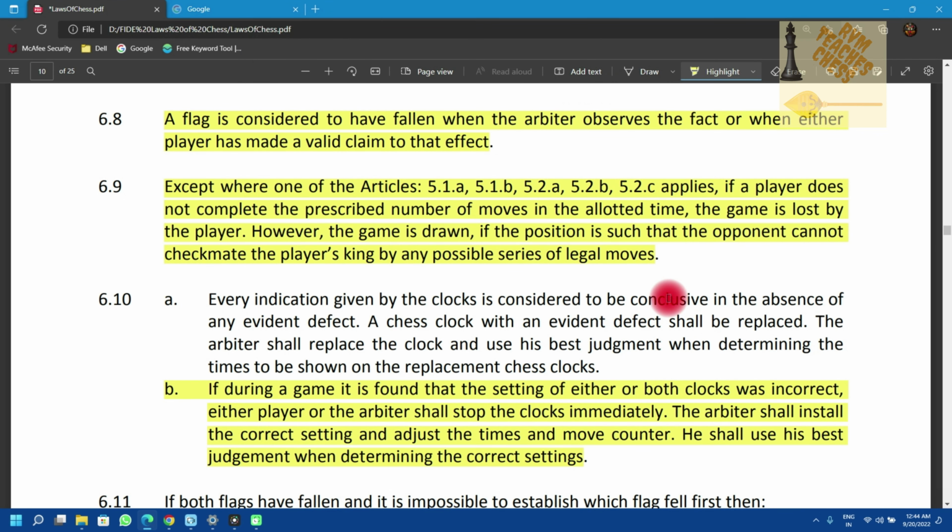Now, if a player does not complete the prescribed number of moves in the allotted time, the game is lost by the player. However, the game is drawn if the position is such that the opponent cannot checkmate the player's king by any possible series of legal moves.